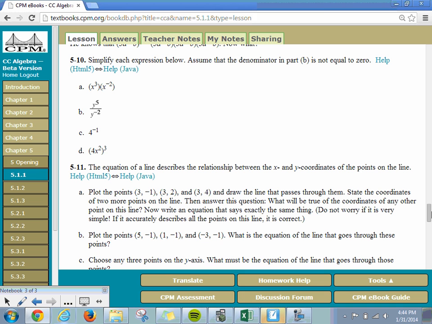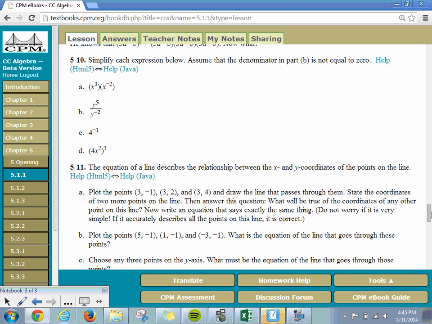All right, so simplifying, we know that when we're multiplying these, it can be written as x cubed over x squared to get rid of that negative sign. And what we're really saying is that we've got 3 x's in the numerator, x times x times x over x times x. And so we can simplify that because we know that x divided by x is just 1. We have x divided by x, which is 1. And so our final answer will be x. In part B, we've got a negative in the denominator.